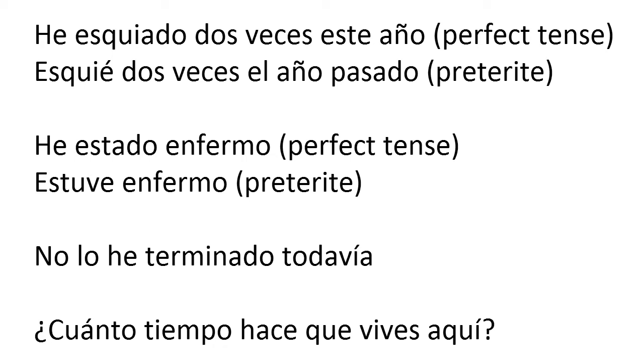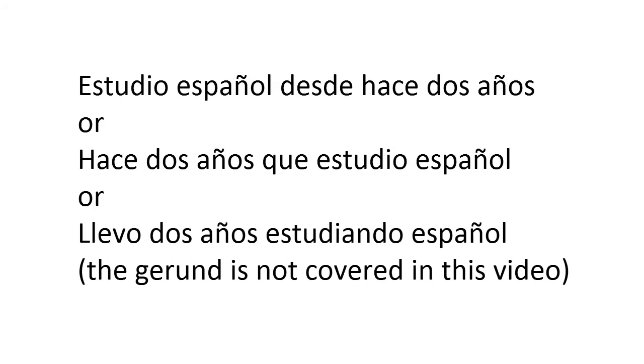Someone could ask you, ¿Cuánto tiempo hace que vives aquí? How long have you been living here? The vives part is in the present tense. Another example is translating I have been studying Spanish for 2 years. I can use the present tense and say estudio español desde hace 2 años, or hace 2 años que estudio español, which sounds more formal with a hace construction than llevo 2 años estudiando español.